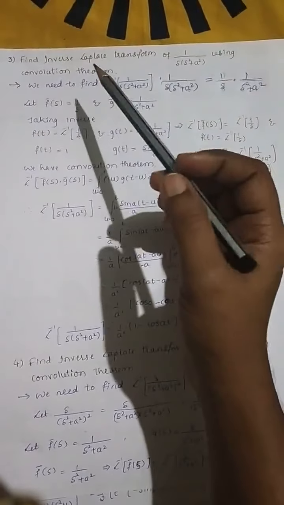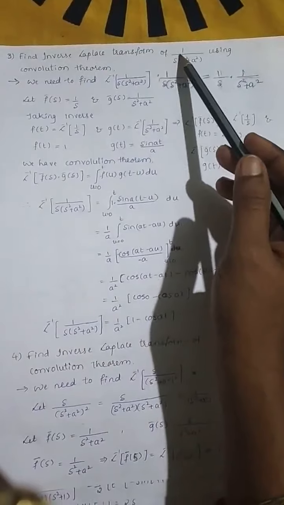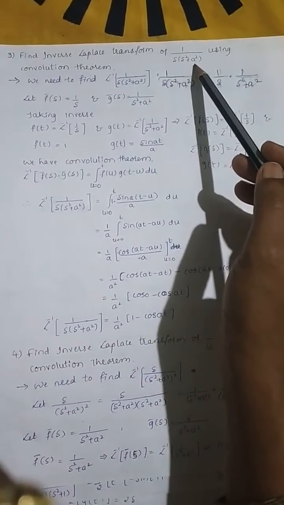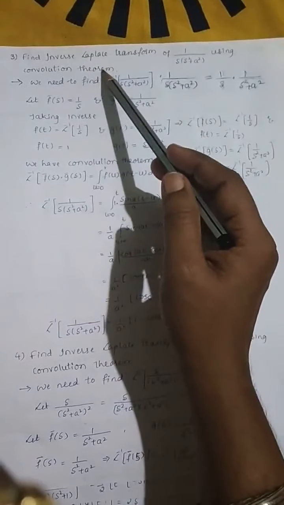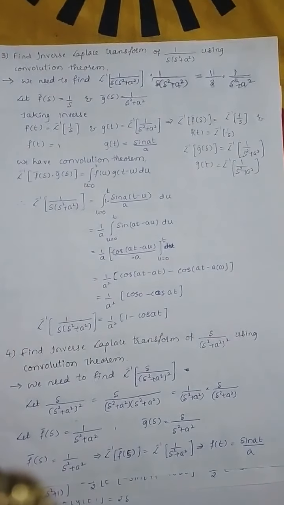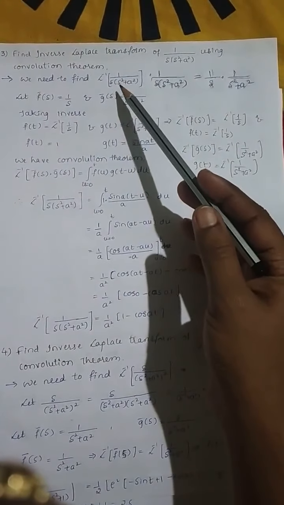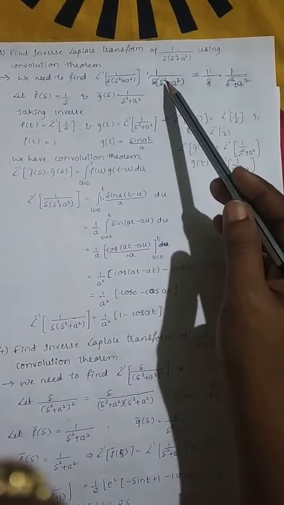Let's go for the problems on convolution theorem. Find inverse Laplace transform of 1 upon s into bracket s square plus a square using convolution theorem. Here we need to find inverse Laplace transform of a given function using convolution theorem. We need to find L inverse of 1 upon s into bracket s square plus a square.